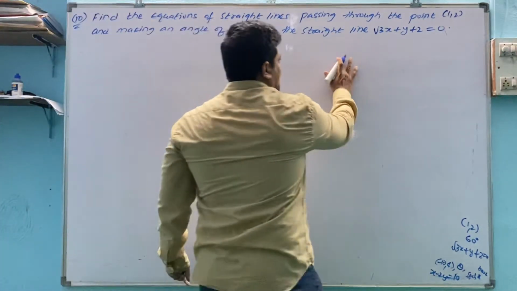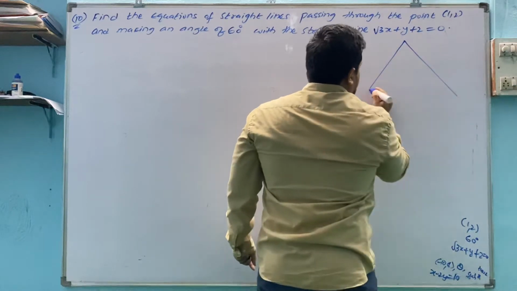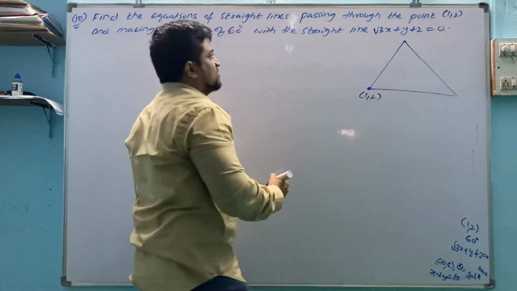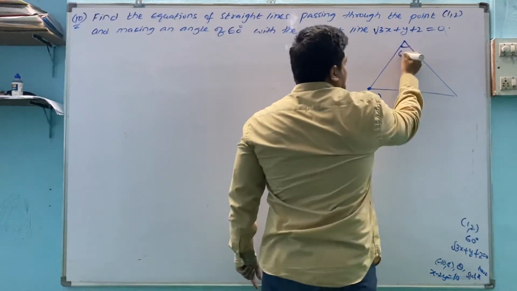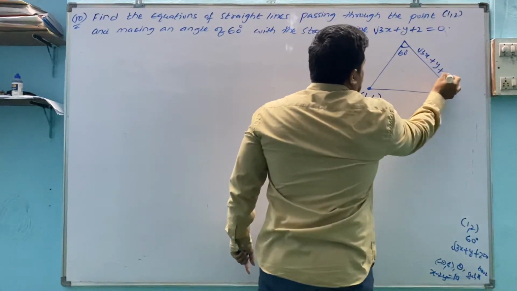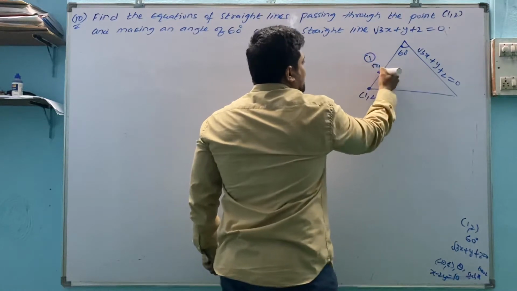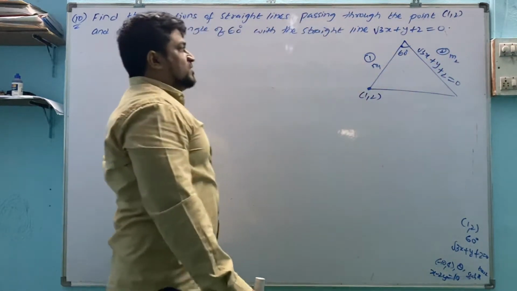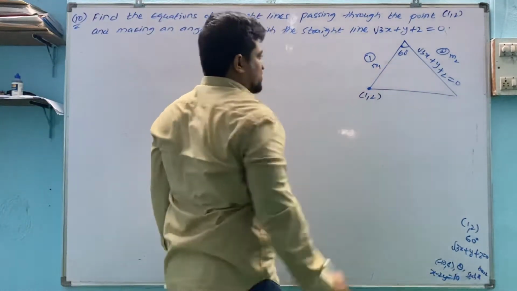So the same thing we have to imagine here. There is an equation, the point it passes through is (1, 2), making an angle of 60 degrees with the straight line root 3x + y + 2 = 0. So this is line 1 with slope m1 and line 2 with slope m2. You can either take m1, m2, no issue.